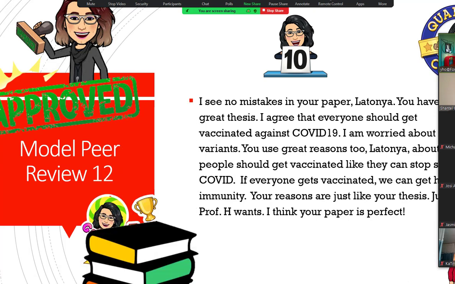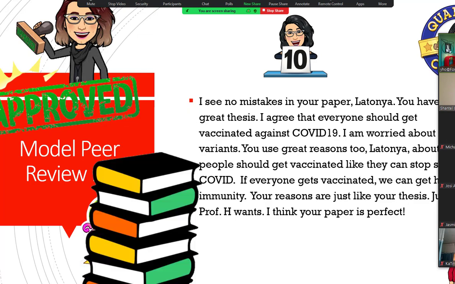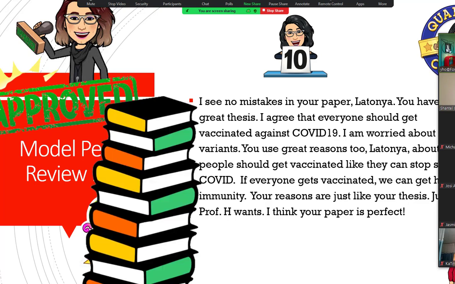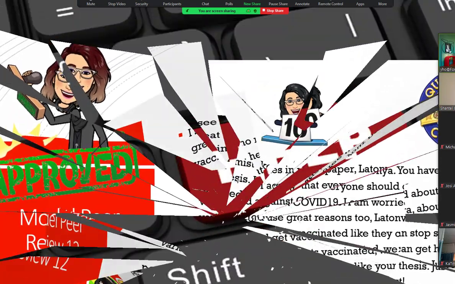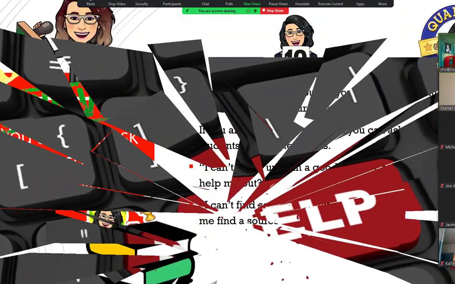Latanya, I see no mistakes in your paper. You have a great thesis. I agree that everyone should get vaccinated against COVID-19. I'm worried about the variants. You can tell this is an old one, huh? You can use these reasons too, Latanya, about why people should get vaccinated. If everyone gets vaccinated, we can all get herd immunity. Boy, that seems like such a long time ago I wrote this.